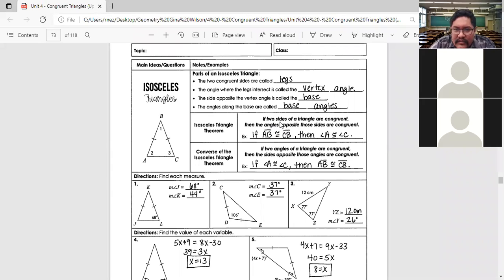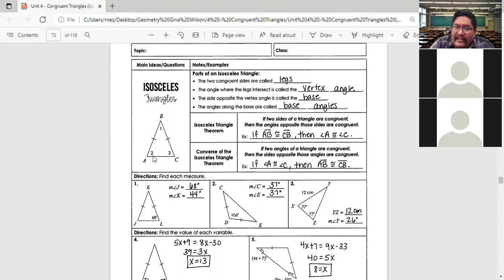If two sides of a triangle are congruent, then the angles opposite those sides are congruent. So if we have side AB, which is here, and that is congruent to CB, which is over here, then angle C and angle A would also be congruent. In this case, angle 2 and angle 3 would be the same in degree measure. That's pretty easy, because if these two legs are the same, then the opposite angles of those sides would also be the same.